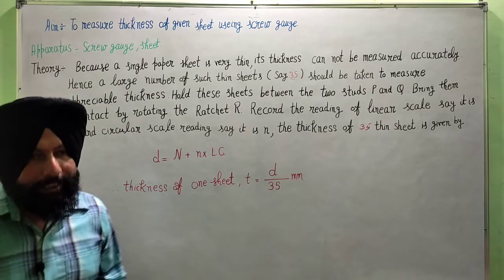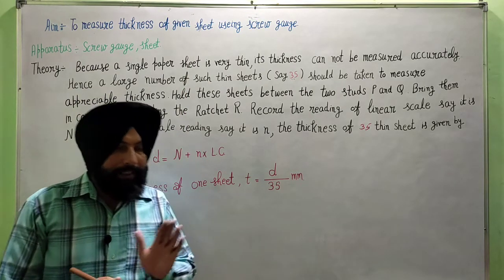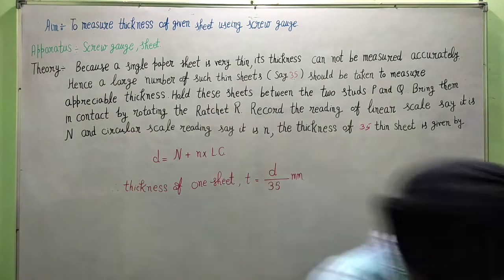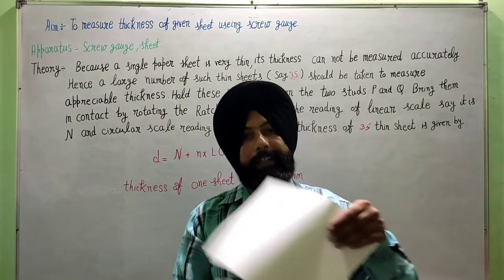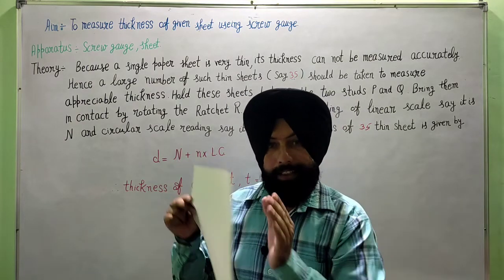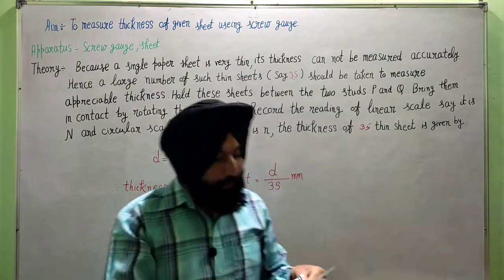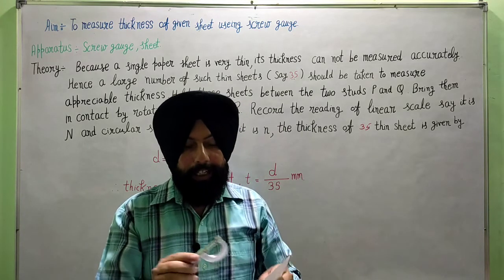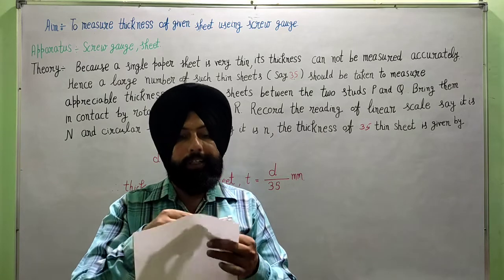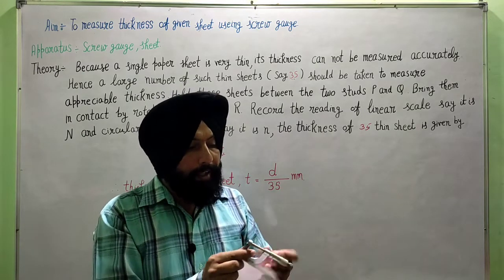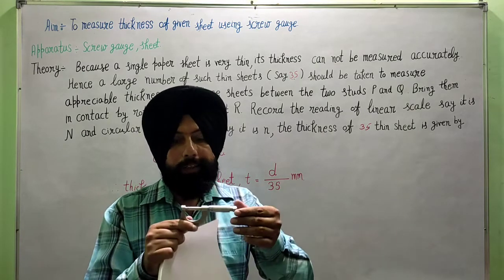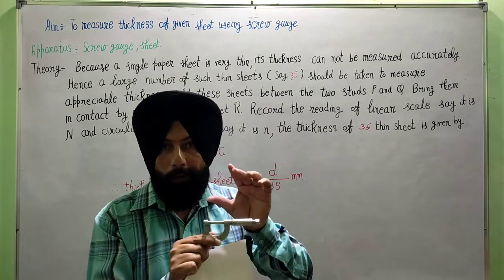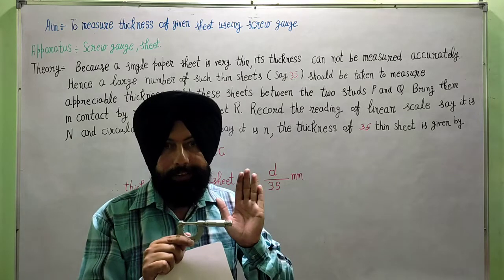Now in Punjabi, one sheet is very thin. This sheet is very thin. If I want to measure the thickness of one sheet, it is not possible because the sheet is very thin. The micrometer cannot measure the readings.